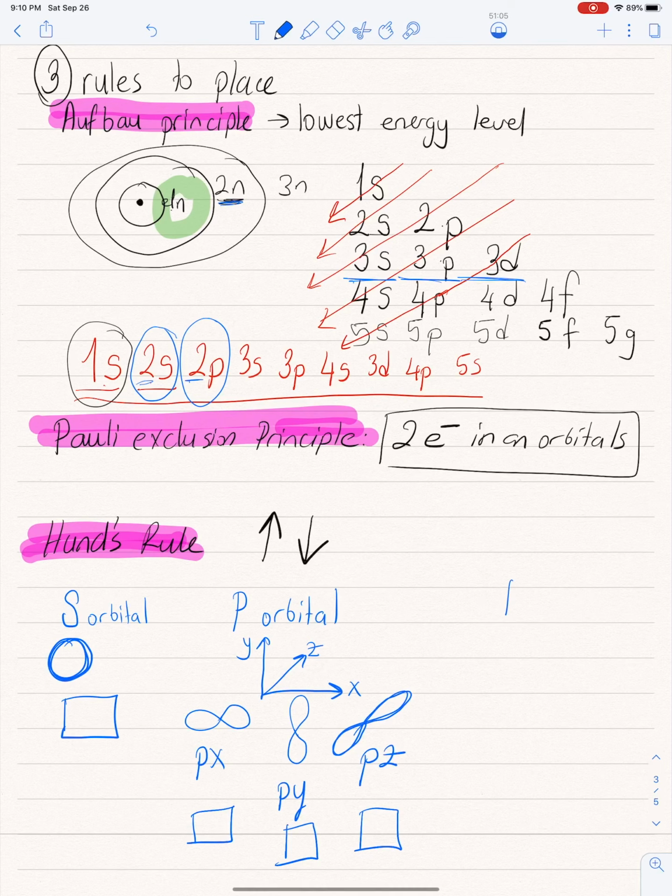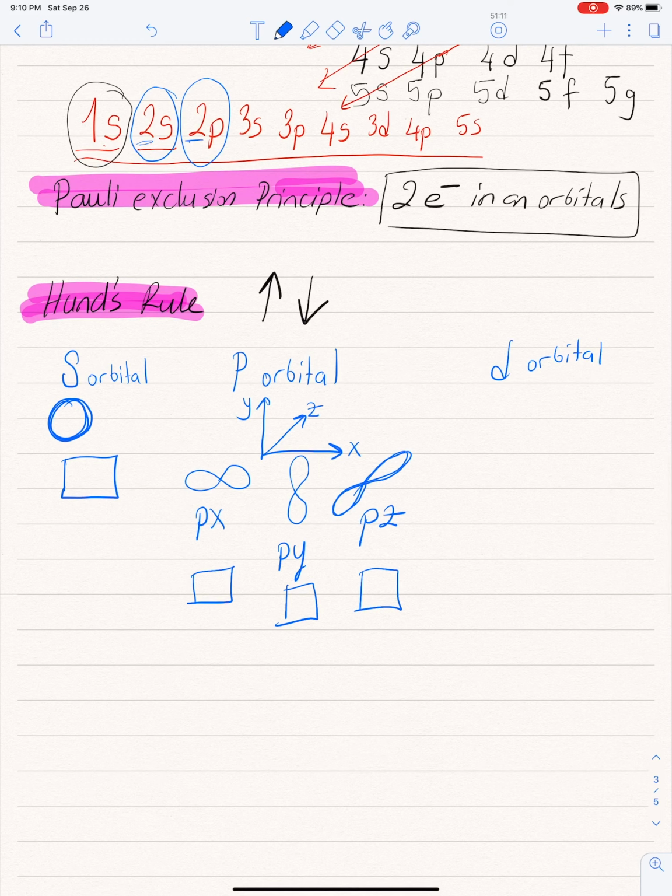For d orbitals, this is hard to draw. I don't have many places. Let's try. For d orbitals, maybe I should use an image. Okay, it can make 5 different shapes. So let's make our coordinates here: x direction, y direction, and z direction. So it can go in the xy direction, like it can make this.